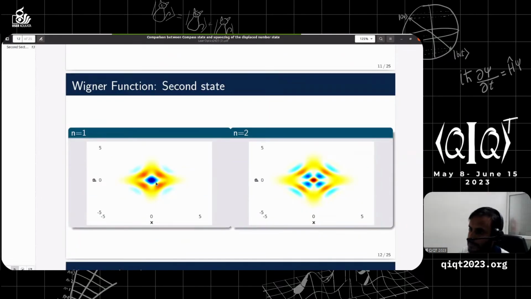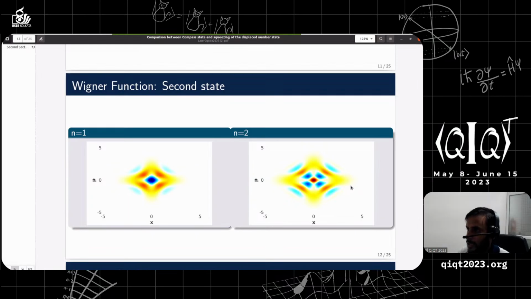So here, for n equal to 1, we see that the blue part is showing negativity, but no interference pattern comes out no matter how much squeezing we apply, either in the x direction or in the p direction. But for n equal to 2, for our second state, we have squeezing in this direction and squeezing in this direction, which also has an interference pattern with the 4 blue dots. So it has 4 Gaussian lobes clearly coming out, which is similar to our compass state.